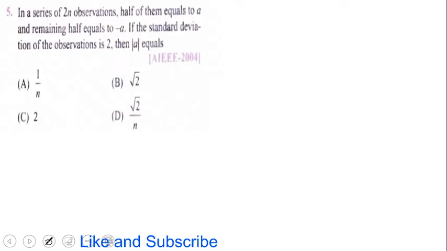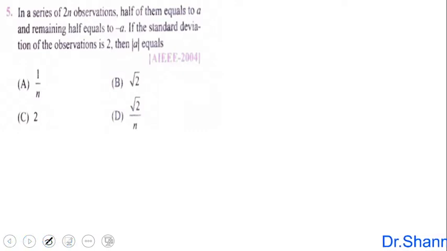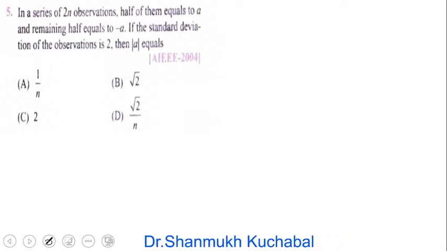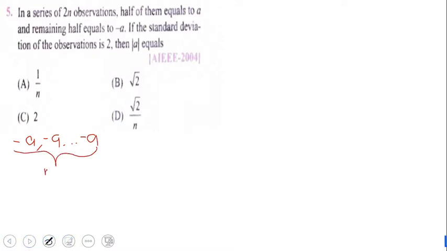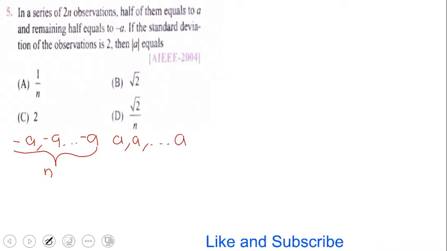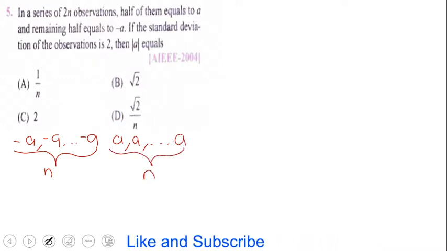Okay, we'll move to our next example. The question is: in a series of 2n observations, half of them equal A and the remaining half equal minus A. If the standard deviation of the observations is 2, then what is mod of A? So half of the observations are minus A, I am taking this as n in number. The remaining half are plus A.